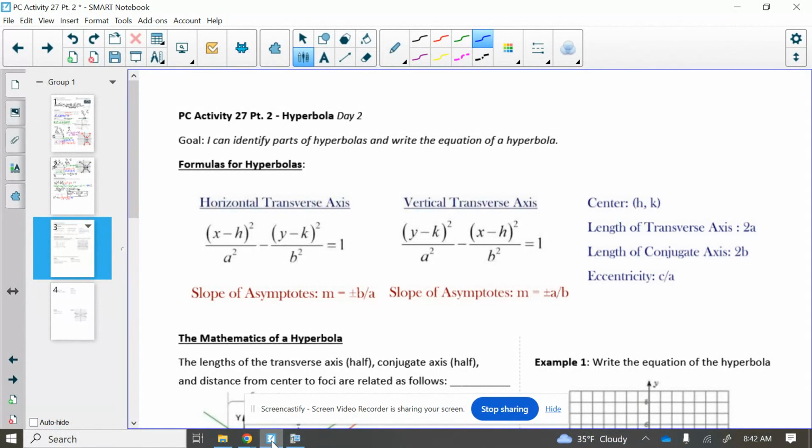Hi everyone, and welcome back to part 2 of our hyperbolas. Today we're going to talk about writing the equations of our hyperbolas. So we've talked about some of these general forms.